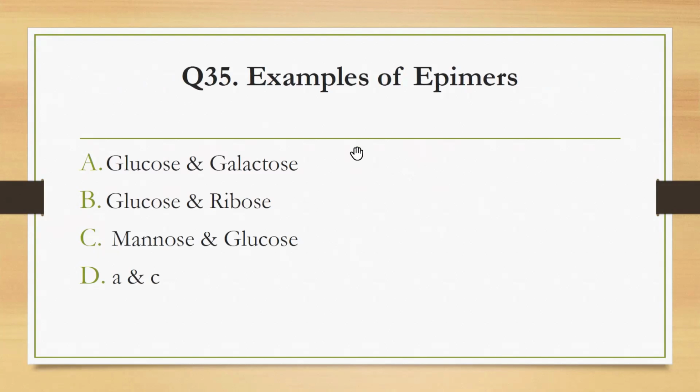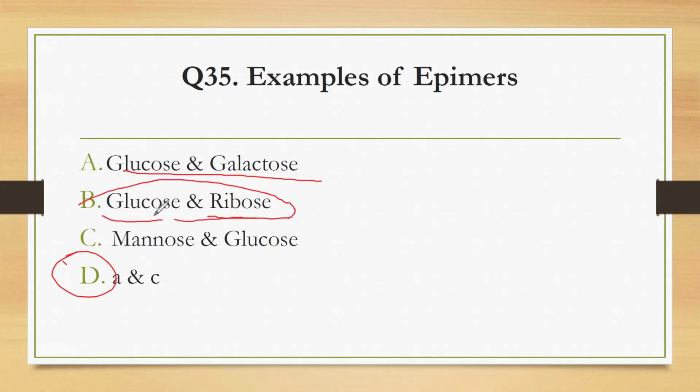For examples of epimers: glucose and galactose are epimers, of course. Glucose and ribose, they are also epimers. Mannose and glucose, they are also epimers. So the answer to this is D, all of the above. Sorry, option A and C. Option E is not, because ribose is a 5-carbon compound and glucose is a 6-carbon compound, so they are not epimers. This one is an epimer, and this one is also an epimer. So the answer is options A and C.